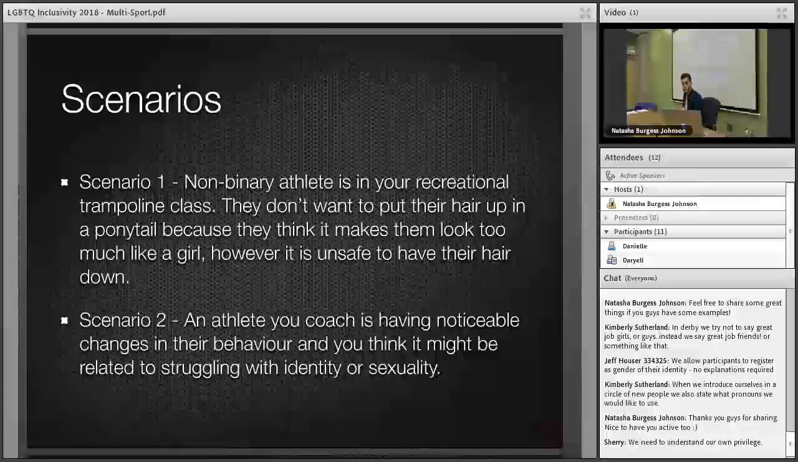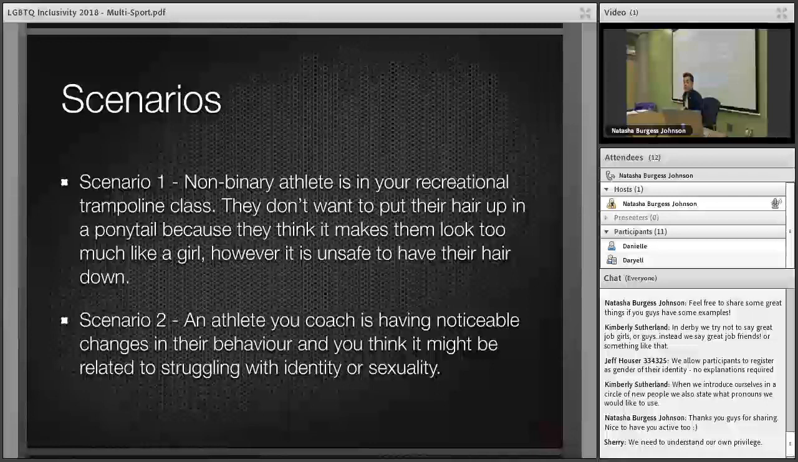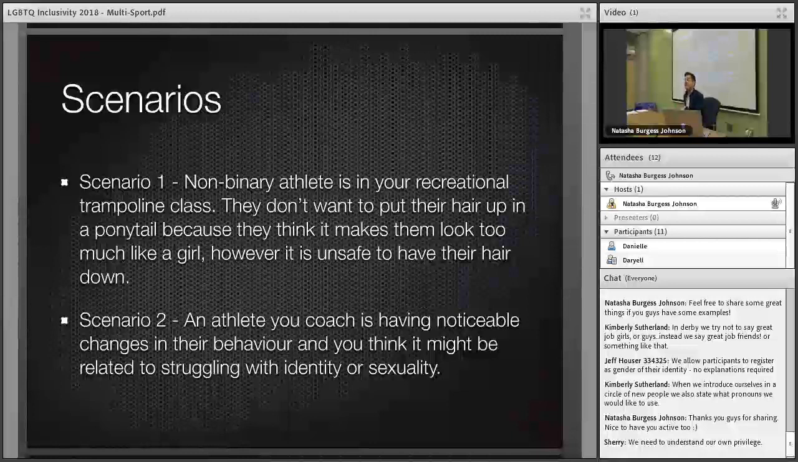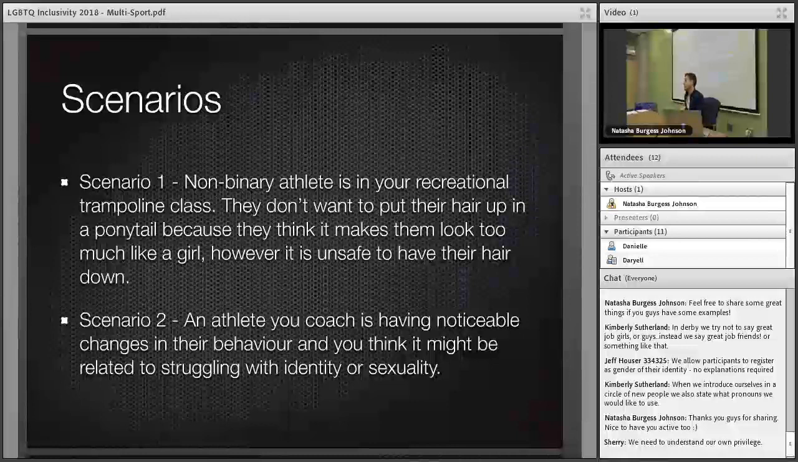So this first one is actually a direct example from something that happened at my club in the last year or year before. We had a non-binary athlete who was in our recreational trampoline class. They didn't want to put up their hair into a ponytail because they thought it made them look too much like a girl. However, it's unsafe to have their hair down. You can't be doing trampoline with your hair down because you get caught in the springs. It's actually dangerous. So all of our trampoline athletes have to have their hair up.